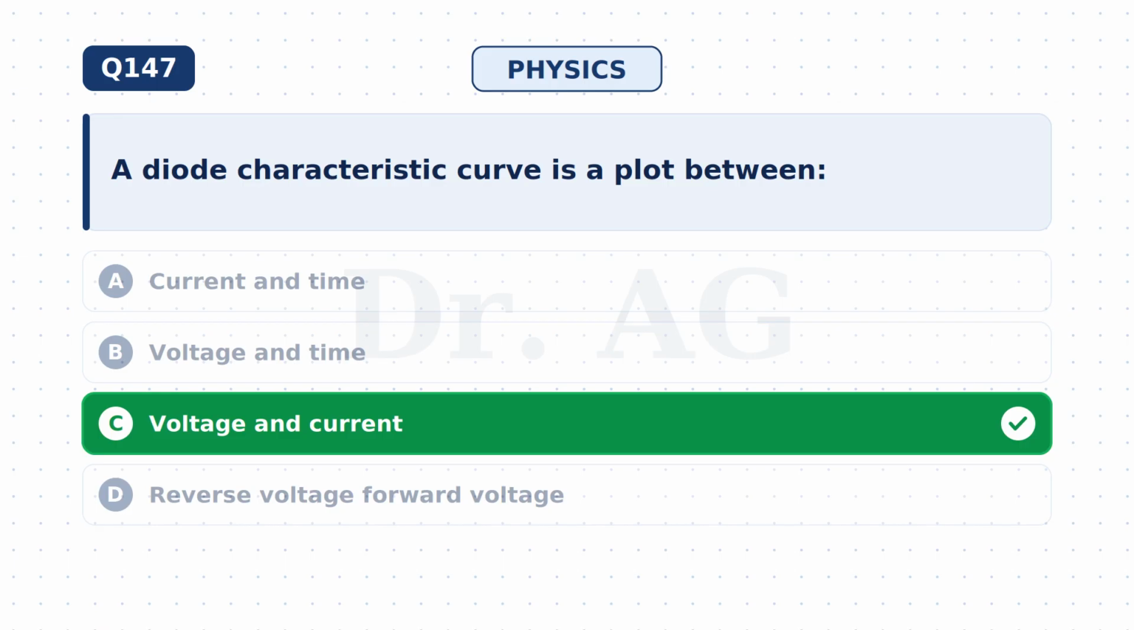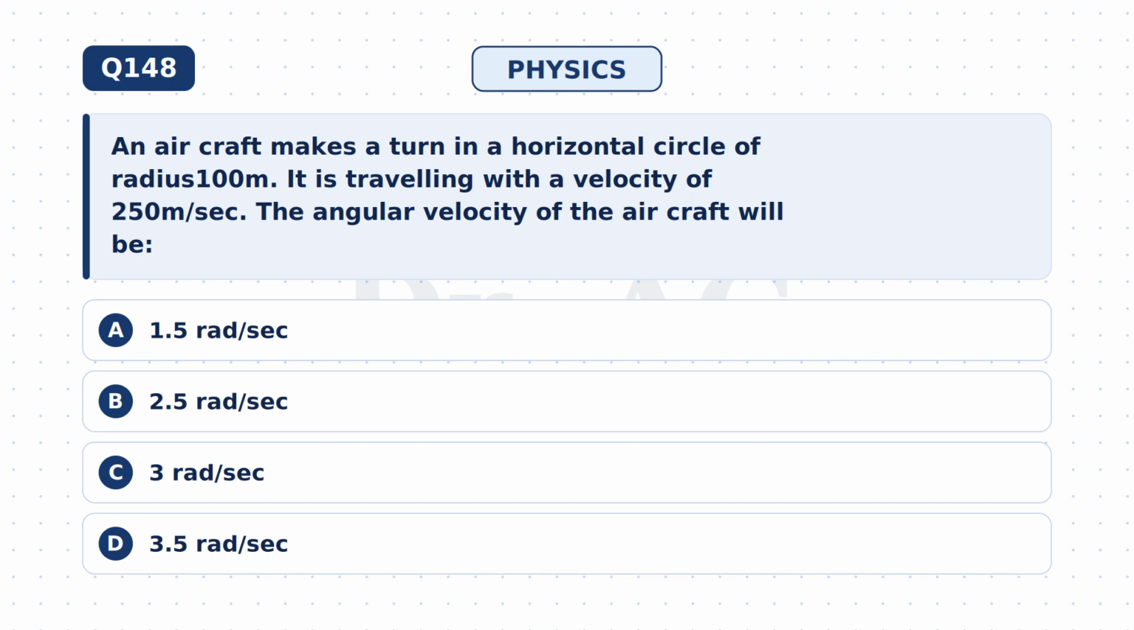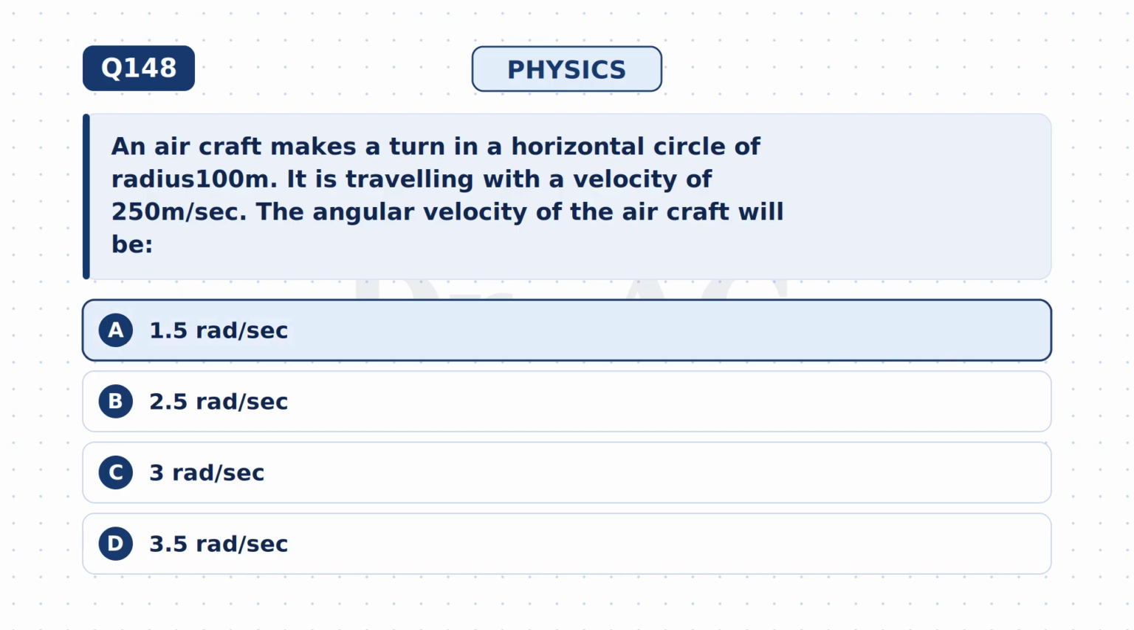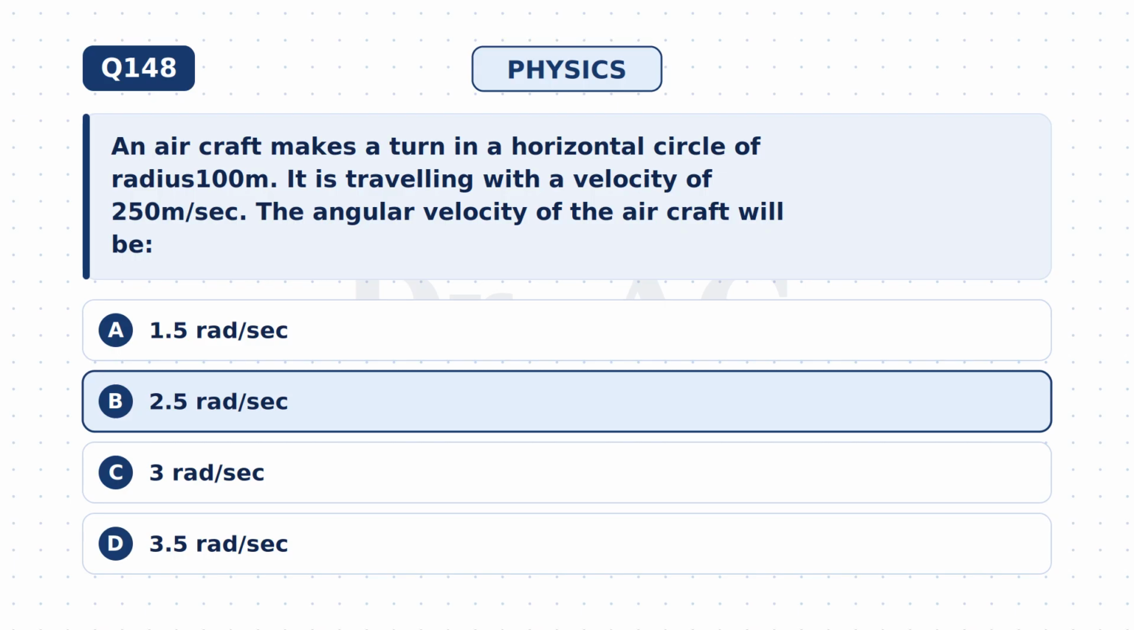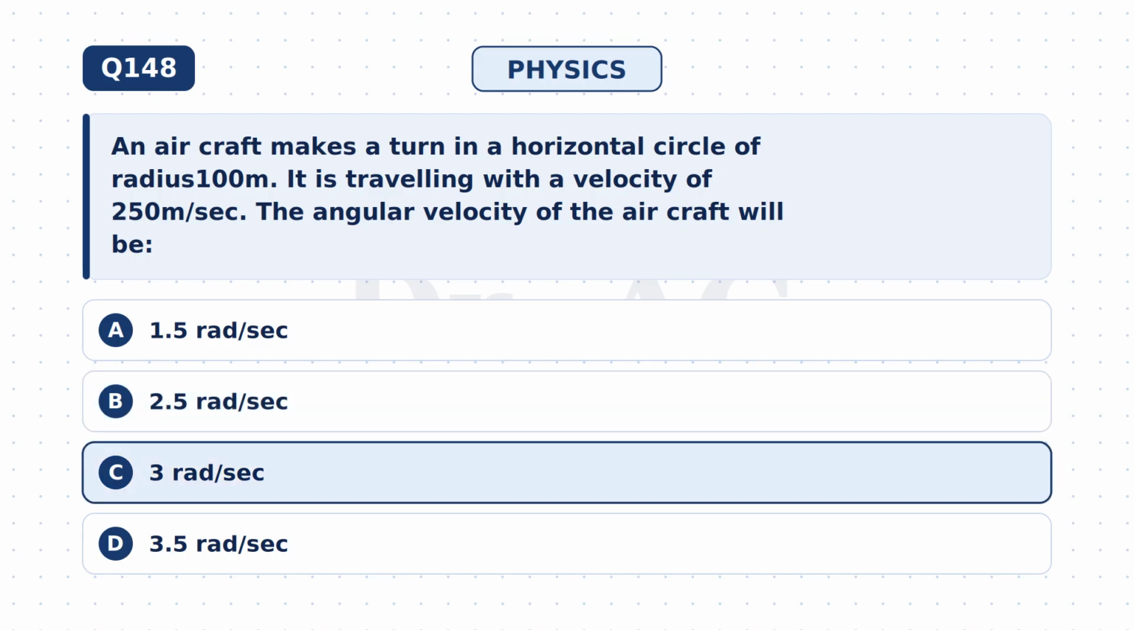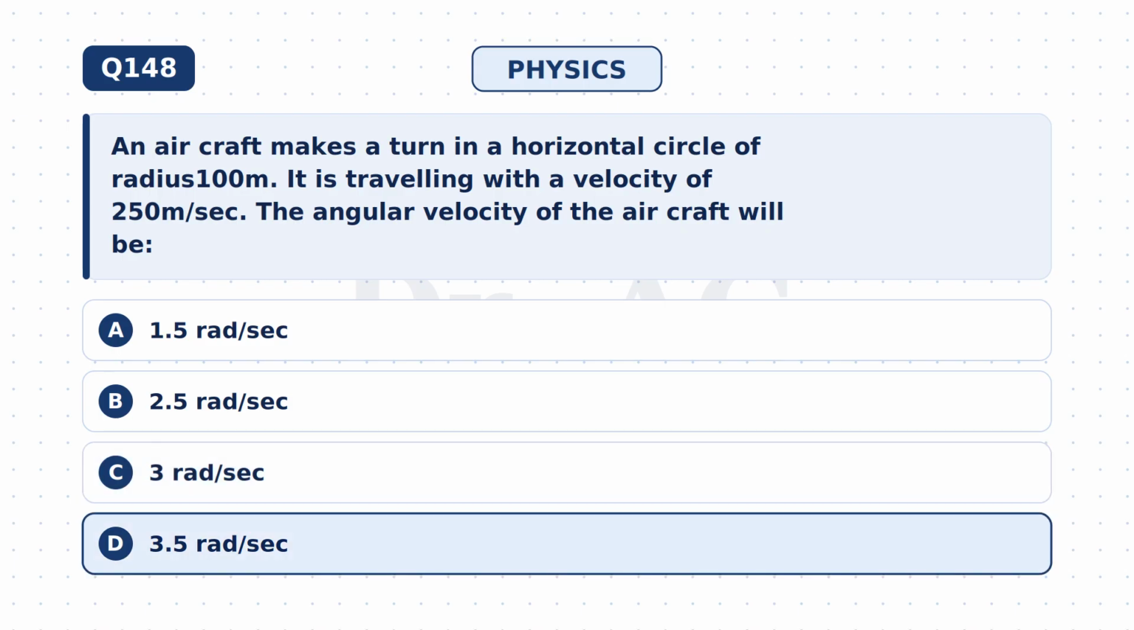The correct answer is C, voltage and current. Question 148. An aircraft makes a turn in a horizontal circle of radius 100 m. It is traveling with a velocity of 250 m/s. The angular velocity of the aircraft will be option A, 1.5 radians per second. Option B, 2.5 radians per second. Option C, 3 radians per second. Option D, 3.5 radians per second.